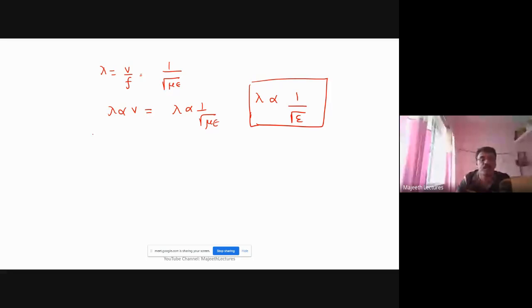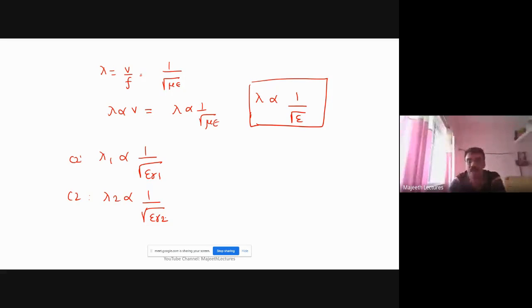So for the first coaxial cable, epsilon is equal to epsilon r1. So lambda 1 is directly proportional to 1 by root of epsilon r1. For the second cable, it has epsilon r2. So lambda 2 is proportional to 1 by root of epsilon r2. Because the relationship between lambda and epsilon is lambda is directly proportional to 1 by root epsilon, or lambda is inversely proportional to root epsilon.